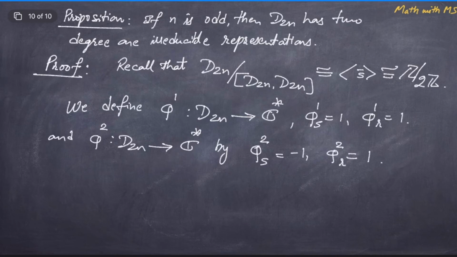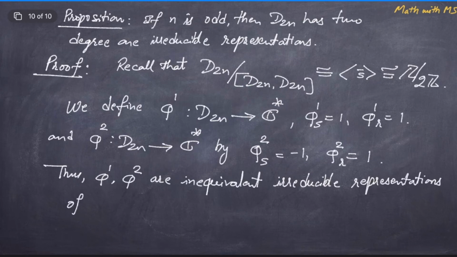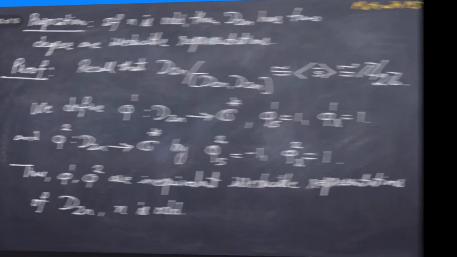Since phi 1 and phi 2 are degree 1 maps, they are irreducible, and since they are distinct as maps, they are inequivalent. Thus phi 1 and phi 2 are inequivalent irreducible representations of the dihedral group D_2n when n is odd. There are precisely 2 such.